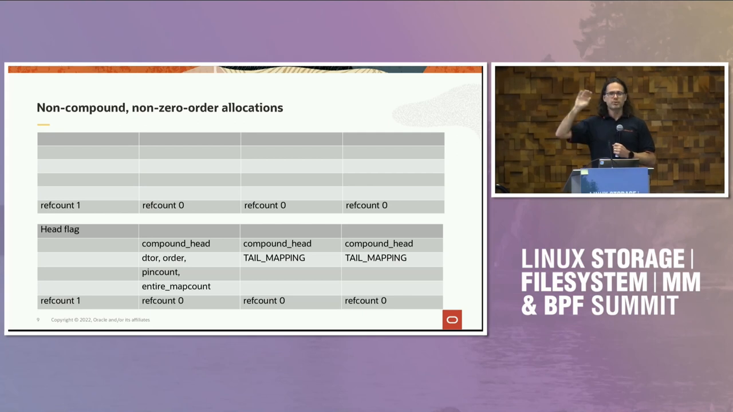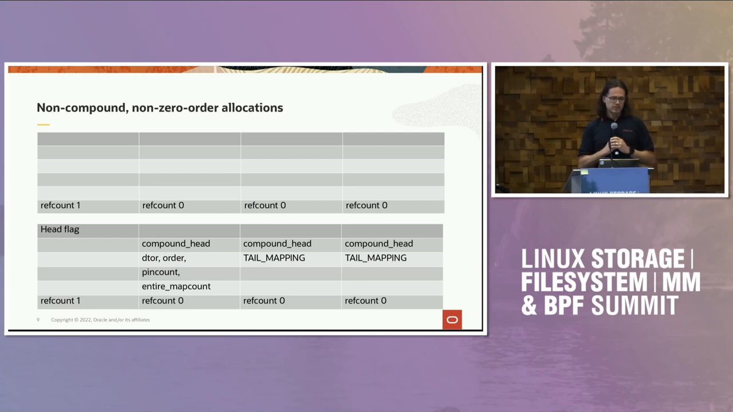From knowing the order, you know the size of the allocation, and the hardening code can check: does this memcpy or copy_to_user extend beyond the bounds of this allocation? You try to do that to a non-compound allocation, and this has actually been a problem. They tried to do this, and the bug reports flowed in, and so the hardening people disabled it.